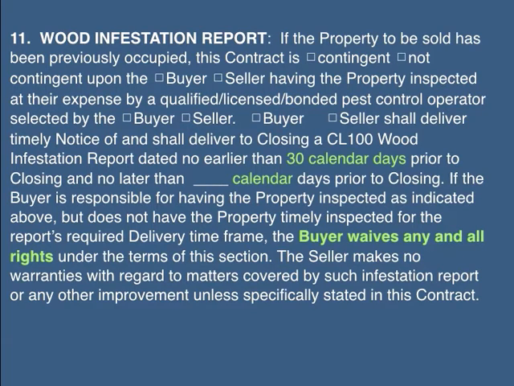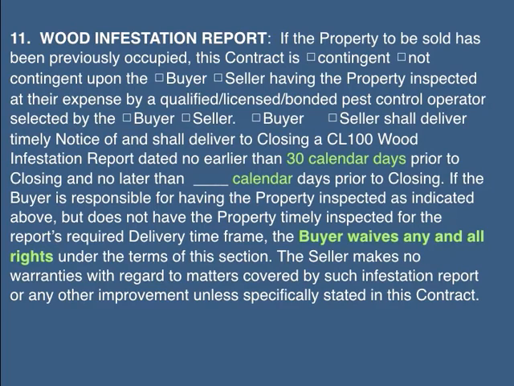If the buyer is responsible for having the property inspected as indicated above, but does not have the property timely inspected for the report's required delivery time frame, the buyer waives any and all rights under the terms of this section. Okay, if the buyer is responsible for having the property inspected, if that was chosen, and they do not do it within the time frame that this paragraph talks about, they've waived any and all rights under the terms of this section. So be really careful with this and make sure your buyer understands. You both need to really watch the number of days that you've put in this paragraph.